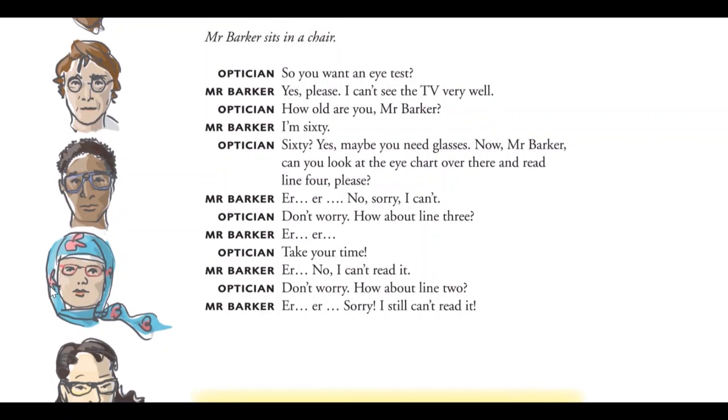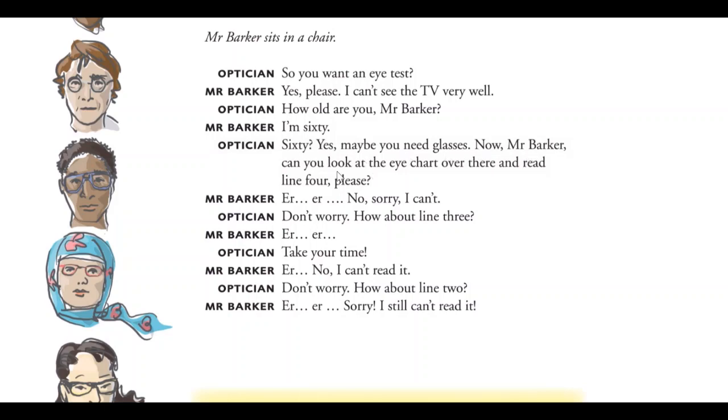Mr. Barker sits in a chair. So, you want an eye test? Yes, please. I can't see the TV very well. How old are you, Mr. Barker? I'm 60. 60? Yes, maybe you need glasses.